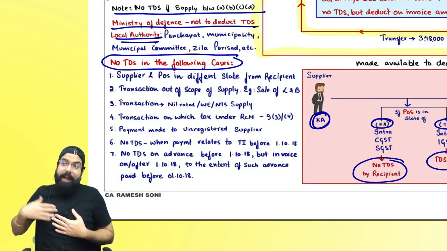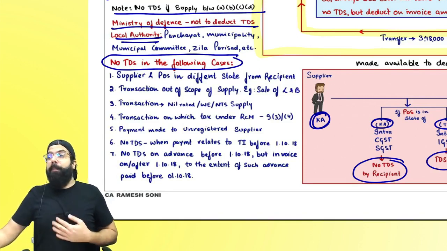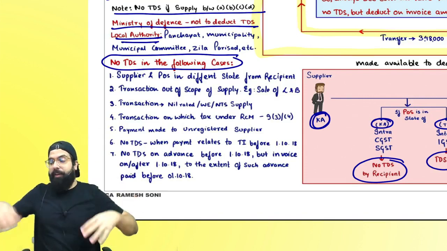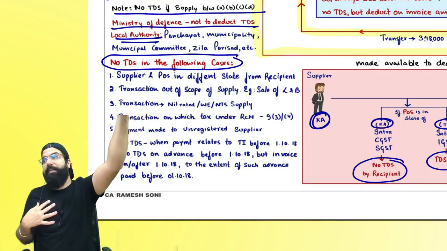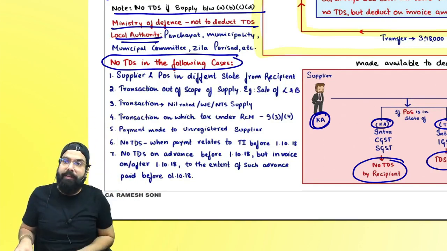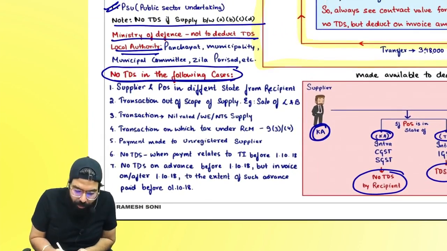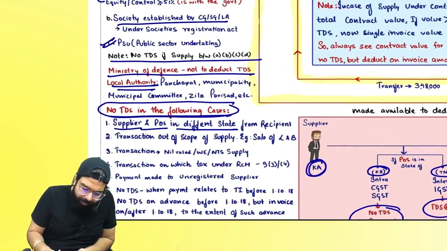Supplier and place of supply in one state, recipient in another state, no TDS. Supplier in one state, place of supply and recipient both in another state, in that scenario IGST will be charged and 2% IGST will be deducted. Always remember, no TDS if the supplier and place of supply are in one state and the recipient is different.